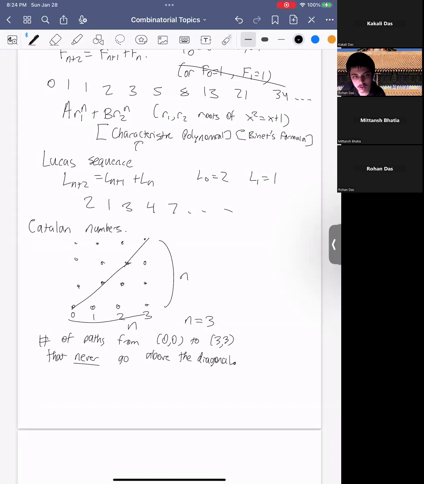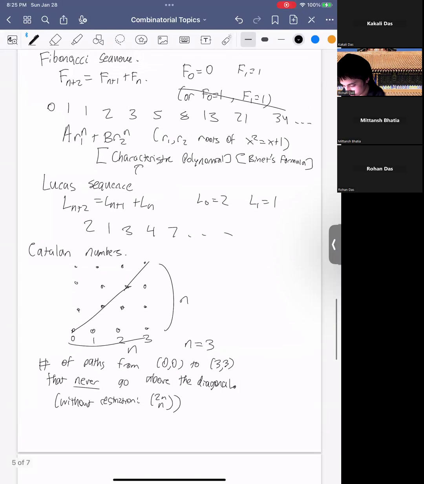And to think about this, it's important to recall that without the restriction, the answer would be 2n choose n. And this is because we have to move to the right n times, and we have to move up n times. And it's just the number of ways to order these, which is 2n choose n. And the way to think about how many of these there are is actually very neat.